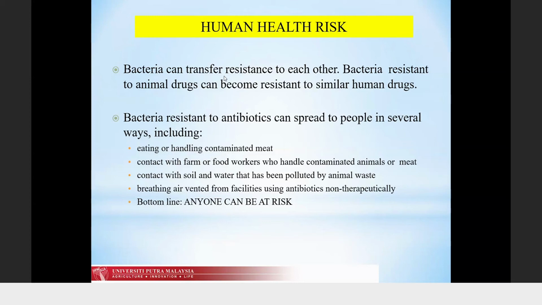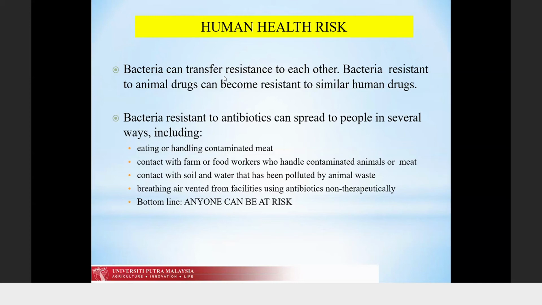We are at risk. So we must be careful when we use antibiotics in animals, because the bacteria in animals can become resistant and pass on the resistant bacteria to humans, and then the drugs that are available wouldn't be effective to treat human infection, right?